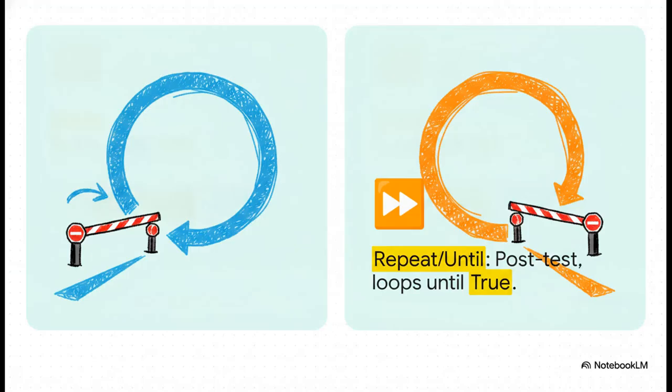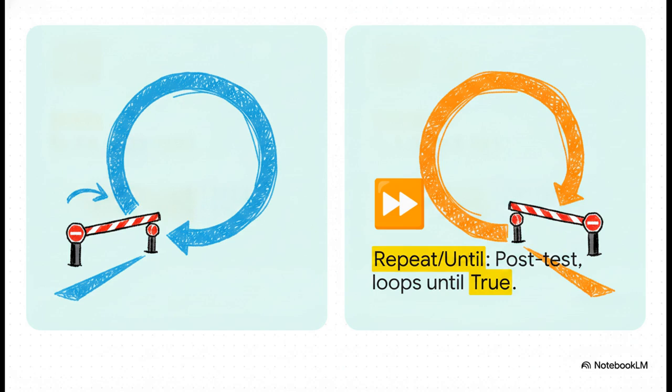So what if we want to guarantee that our loop instructions run at least one time, no matter what? That's where the difference in how these structures evaluate conditions really matters. The while loop is a pre-test loop. It runs as long as a condition is true. But the repeat/until structure is a post-test loop. It loops until a condition becomes true. Because it waits to check the condition at the very end, it's guaranteed to run all its internal instructions at least once.